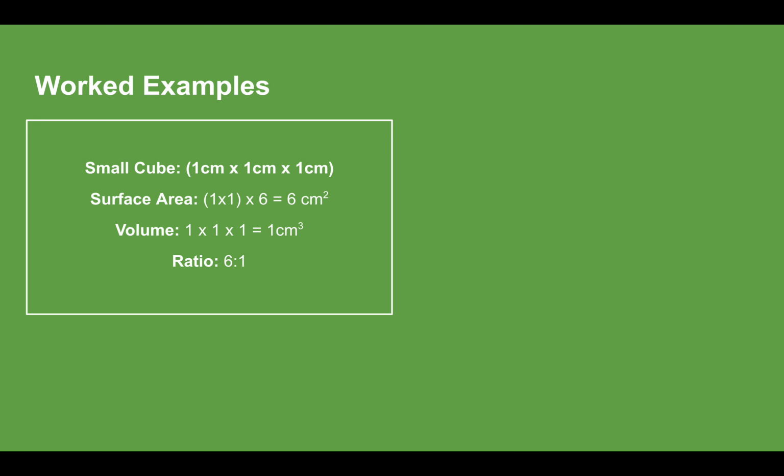So a small cube, you can find the surface area by multiplying 1 by 1 and then multiplying that by 6, which gives you 6 centimetres squared. To find the volume, you multiply 1 3 times, which gives you 1 centimetre cubed, and then you end up with a ratio of 6 to 1.